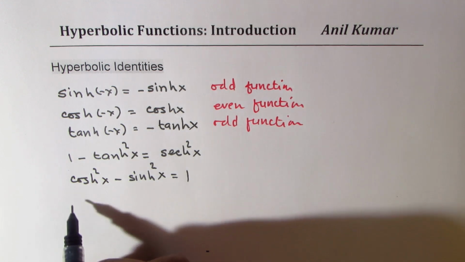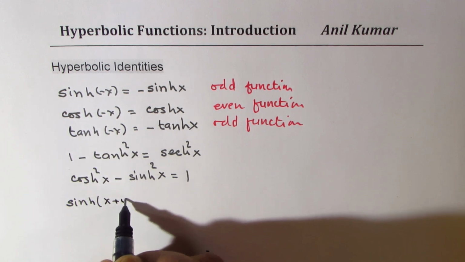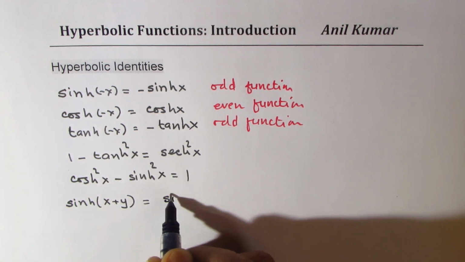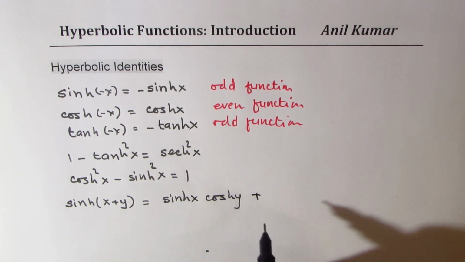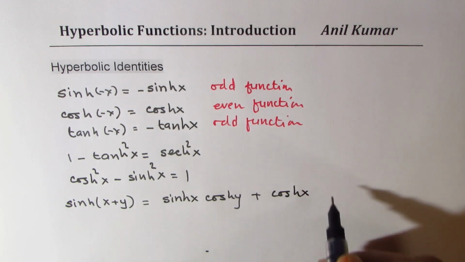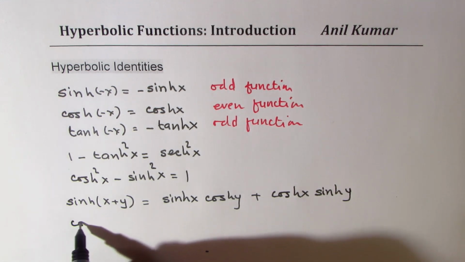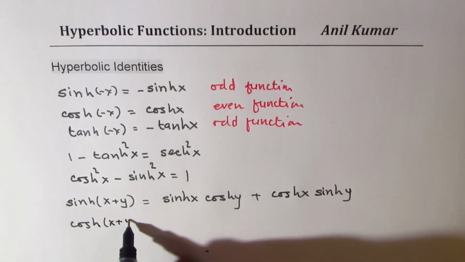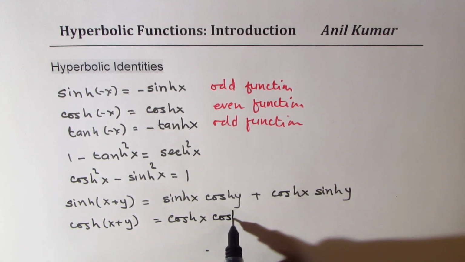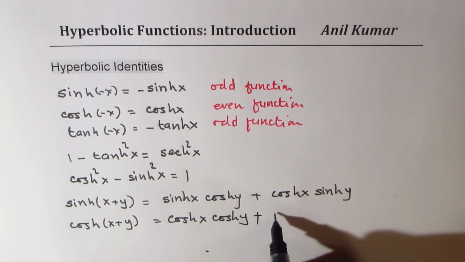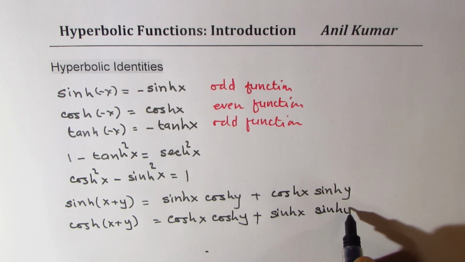Now we also have those sum of angle types. Sine hyperbolic x plus y could be written as sine hyperbolic x cos hyperbolic y plus cos hyperbolic x times sine hyperbolic y. For cosine hyperbolic x plus y, it is cos hyperbolic x times cos hyperbolic y plus sine hyperbolic x sine hyperbolic y.